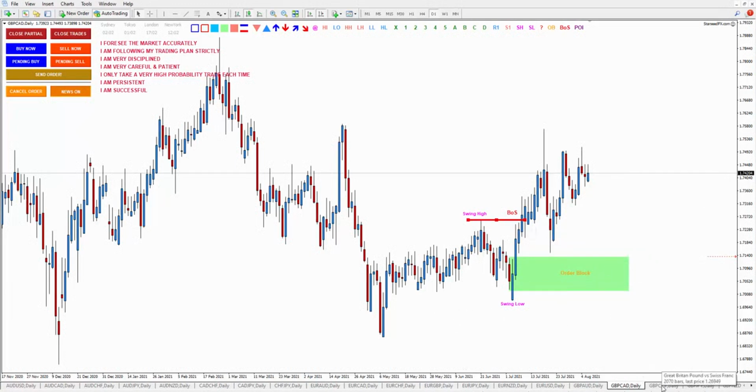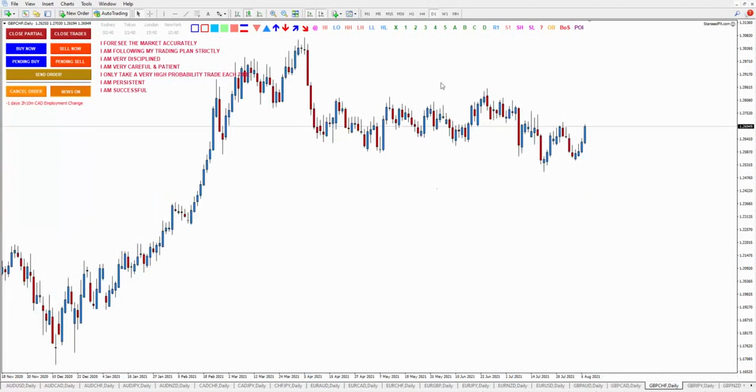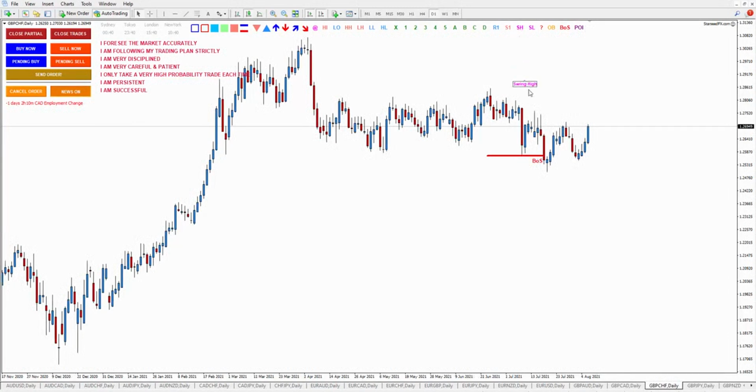All right, now let's go to Pound Swiss franc. The last clear breakout is over here. This is the swing high, this is the swing low, and our order block is the last bullish candle before the breakout happened. And right now it is within the order block zone, and it looks very good for us to start looking for sell opportunity. And this is the last low, our take profit target.